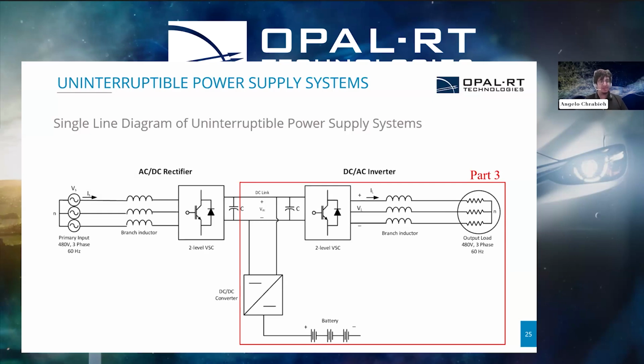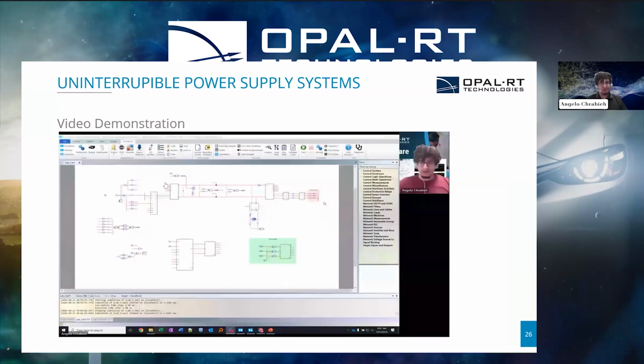If the AC grid is on, the AC-DC rectifier is being supplied by AC power, and then it is connected to the DC-AC inverter, which is then connected to the output load, supplying the output load. But if we lose the AC grid, so if we have a power outage, for example, the DC battery voltage in this part is the one that is providing the power. So we're gonna see how all the circuit is working together in the following video demonstration.